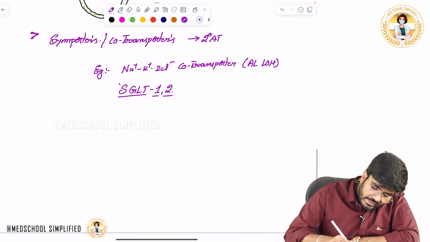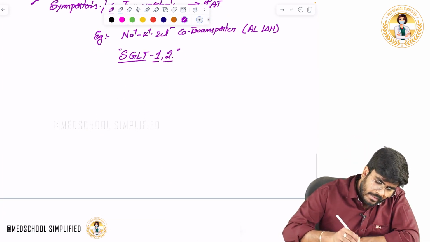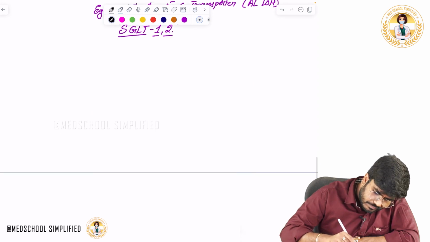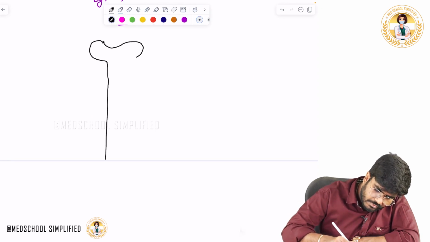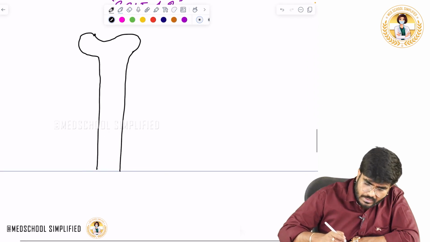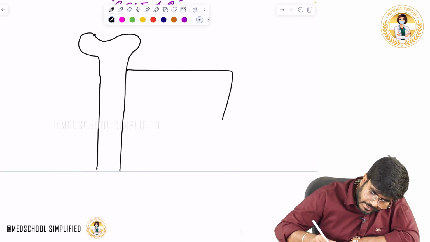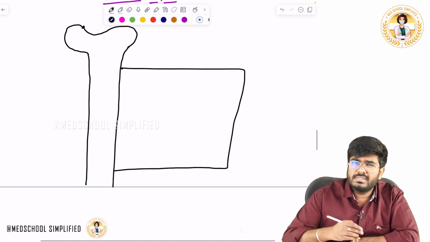Why are we calling it a secondary active transport? Sodium glucose co-transporter. Let me give you an explanation. Here, this is the Bowman's capsule. Right now I am showing you the proximal convoluted tubule. Here is the PCT epithelial cell, the proximal convoluted tubular epithelial cell.